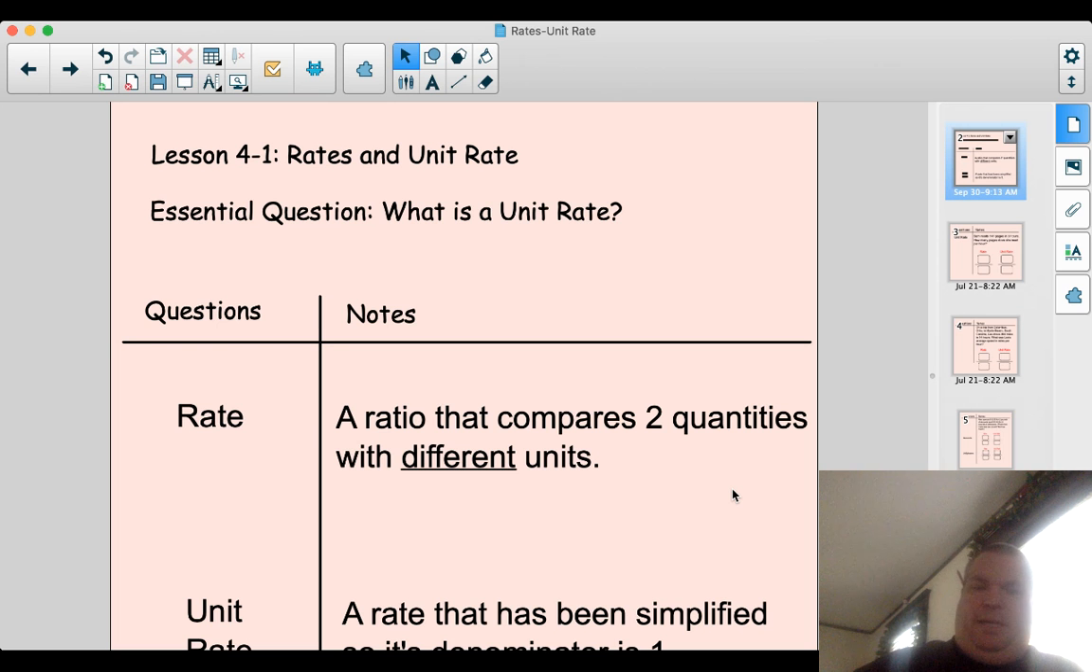Good morning, everybody. We are talking today about rates and specifically unit rates. Our second question is, what is a unit rate? What makes a rate a unit rate? We'll talk about what that means.